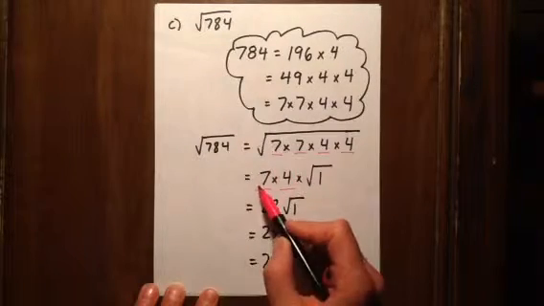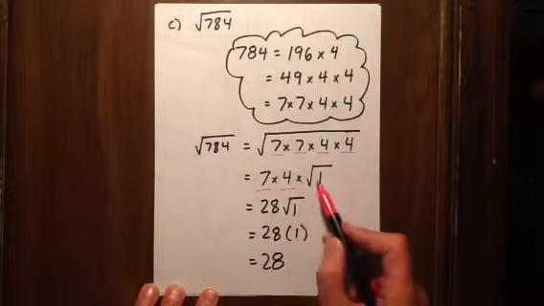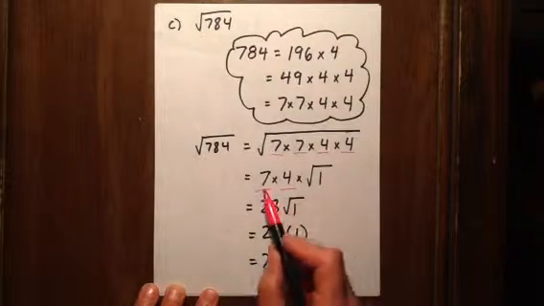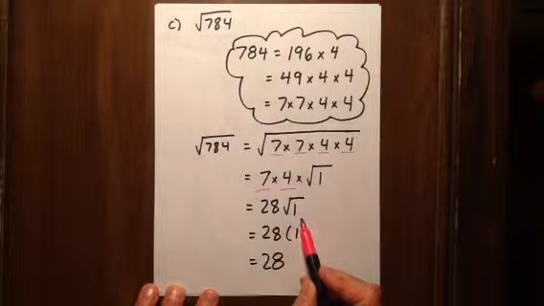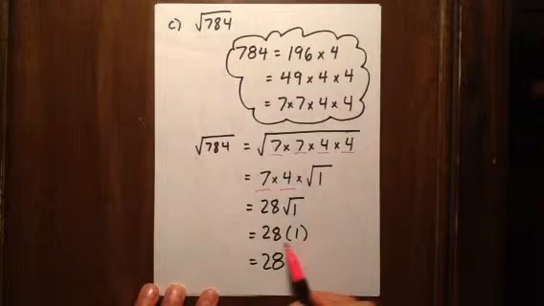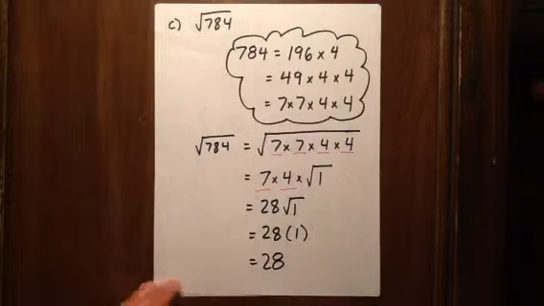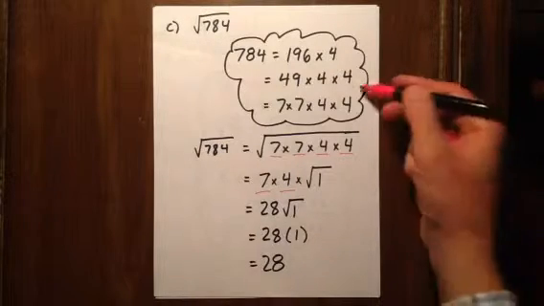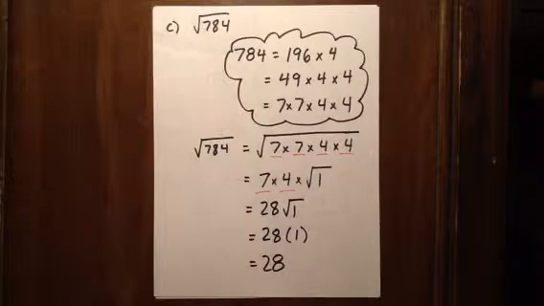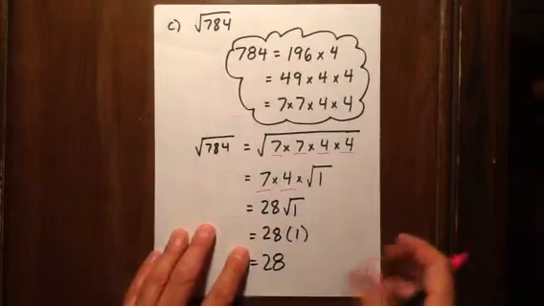So when we pull this 7 out and we pull this 4 out, we're left with the square root of 1. Well, 7 times 4 is 28 times the square root of 1. What is the square root of 1? Square root of 1 is 1. So we're left with 28 times 1, which is 28. So in other words, the square root of 784 is 28. And if you check on your calculator, that's true. And we did it without using a calculator because we know how to simplify radicals.